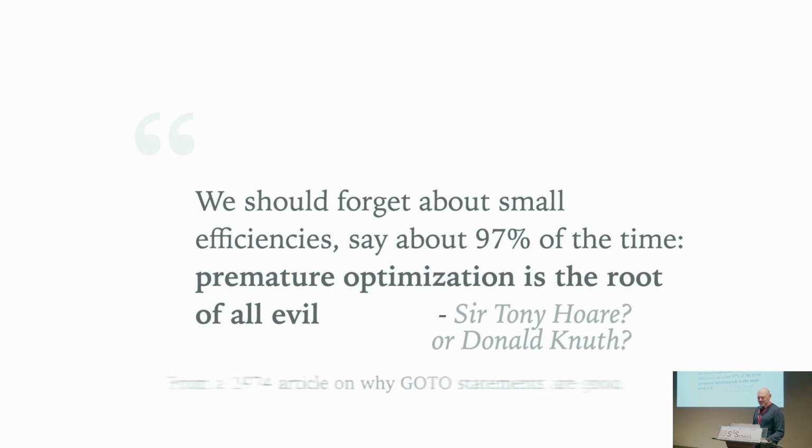But you should take that also with a grain of salt, because this is from 1974 in an article on why go-to statements are a good thing to have, which, if you know computer science now, people say don't ever use go-to statements. So take it with a grain of salt. But I think the idea is correct: don't optimize your code unless you have to.